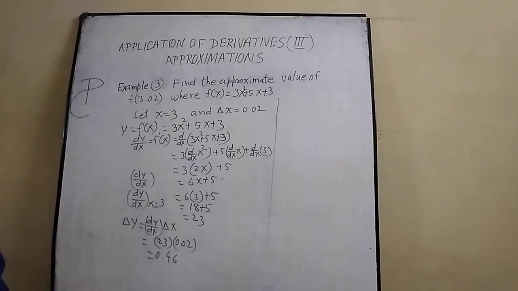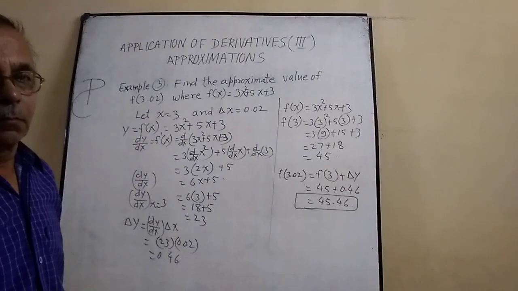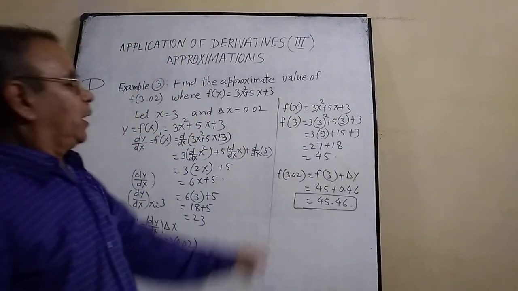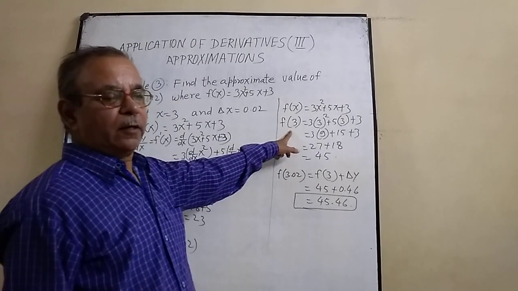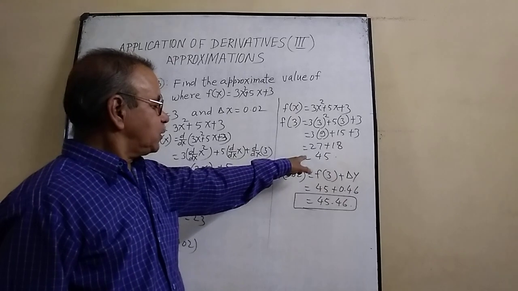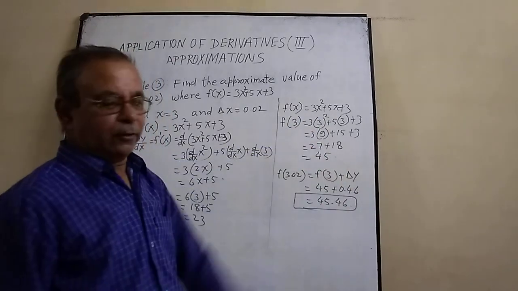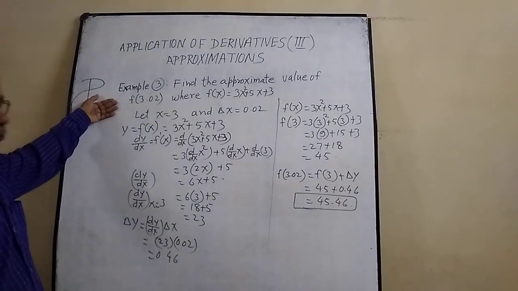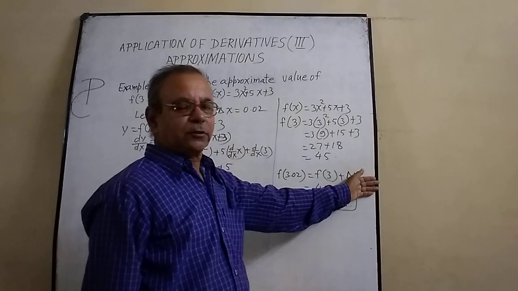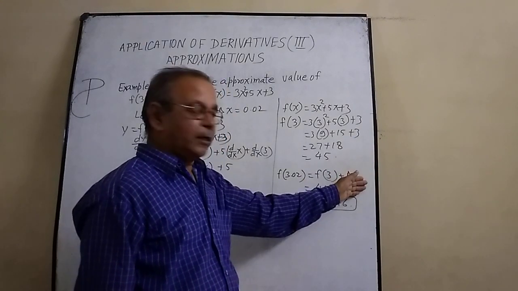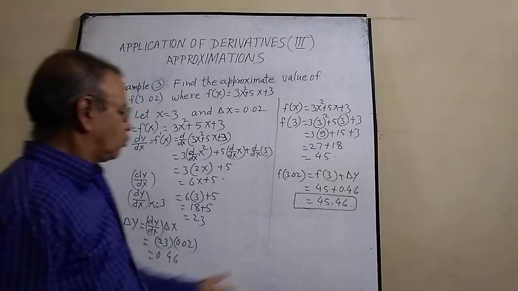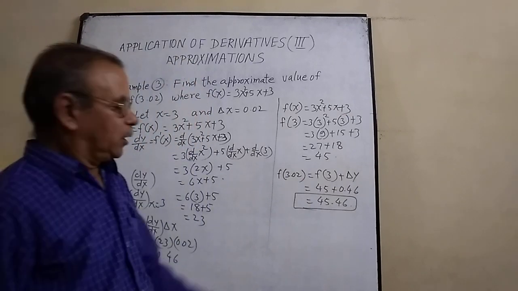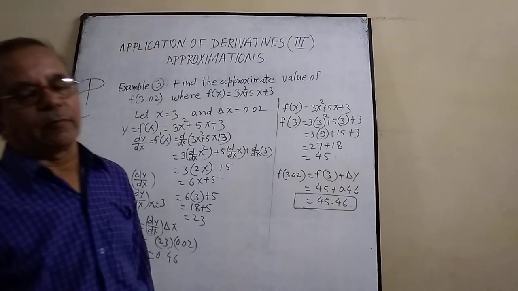so it is 0.46. Now f(x) is equal to 3x squared plus 5x plus 3, and just put x is equal to 3 and find the value of f(3). After substituting the value and calculating, we get 45. This f(3.02), what I want to find, is equal to f(3) plus delta y, and this delta y value is 0.46. So f(3) is 45, and plus 0.46 gives 45.46, which is the required answer.